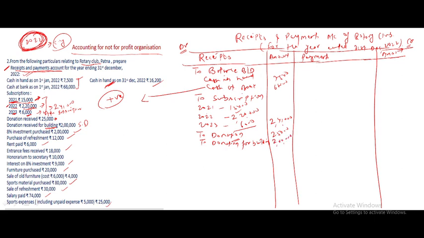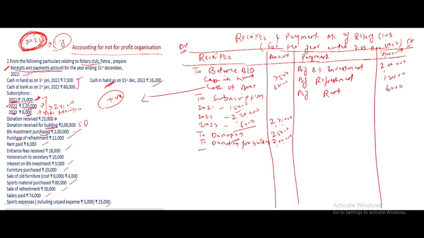Next, 8% investment purchased. If we purchase investment then we pay, so it is a payment: By 8% investment, amount is 2 lakh. Purchase of refreshment is a payment: By refreshment purchased, or we just write refreshment, 12,000. Next, rent paid, it is also a payment: By rent. Amount is 6,000.